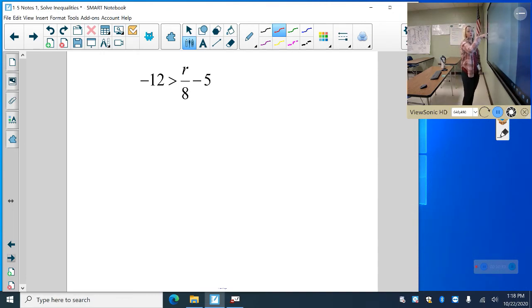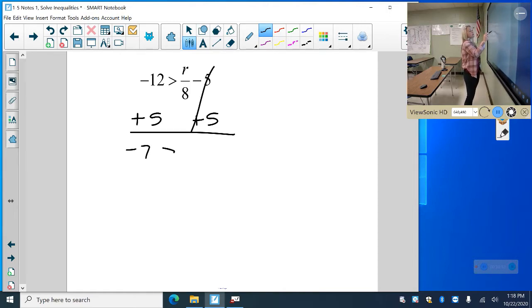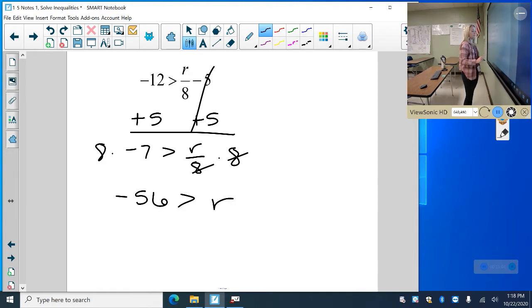Okay, just like an equation, I'm going to get rid of addition and subtraction first. So I'm going to add 5 to both sides. Negative 12 plus 5 is negative 7, is greater than r over 8. Now, how do you get rid of division? What's the opposite of division? Multiplication. So I'm going to multiply both sides by 8. So I have negative 56 is greater than r.